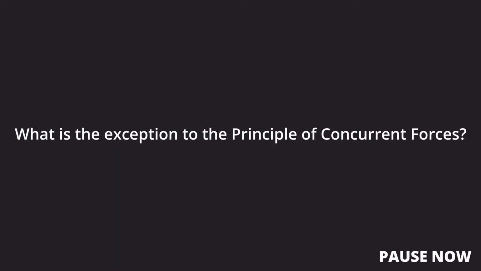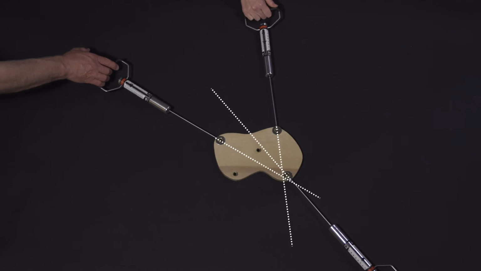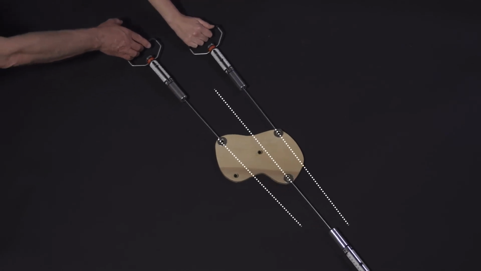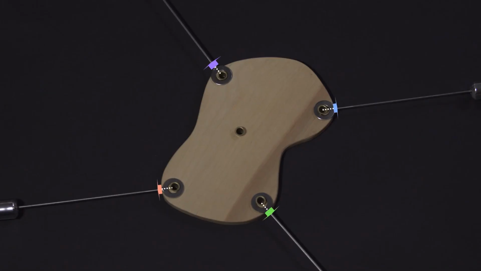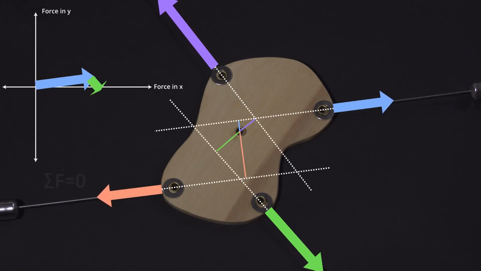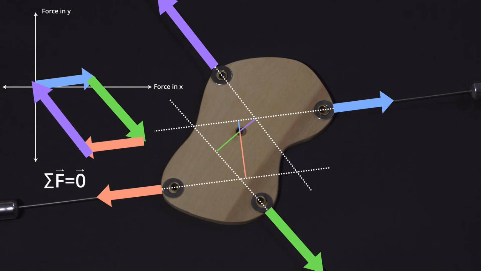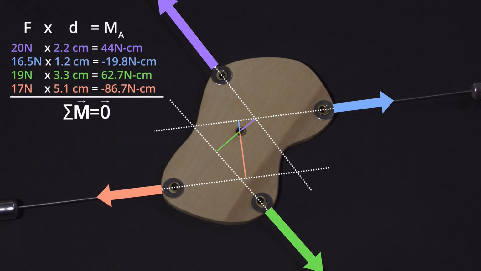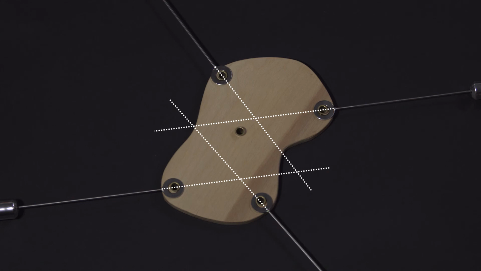There is, however, one exception. Can you figure out what it might be? The exception arises when the three forces are parallel to each other. For a rigid body that carries more than three forces to be in equilibrium, the vector sum of those forces must add to zero, and the sum of the moments must also be zero. But as this example demonstrates, the lines of action of the forces may not intersect at a common point. And so we see that the principle of concurrent forces does not apply to bodies with more than three forces.